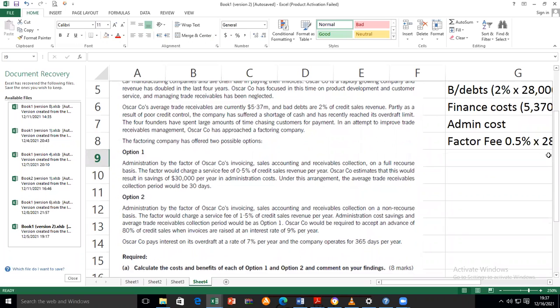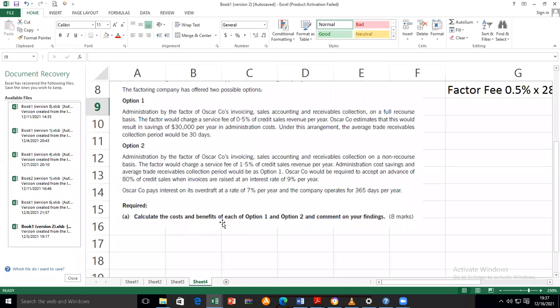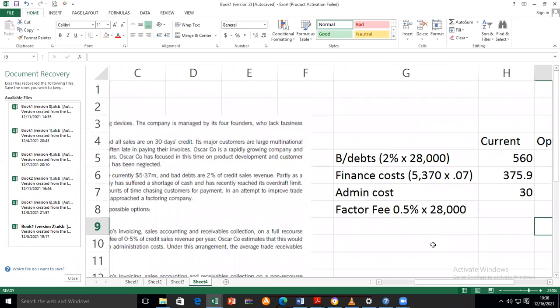Okay, so we're answering this question. Calculate the costs and benefits of each option 1 and 2 and comment on your findings. So we've got 2 options being offered by the factor. For us to comment, we need to compare the results of the factor with our current position. So we've started with current position.